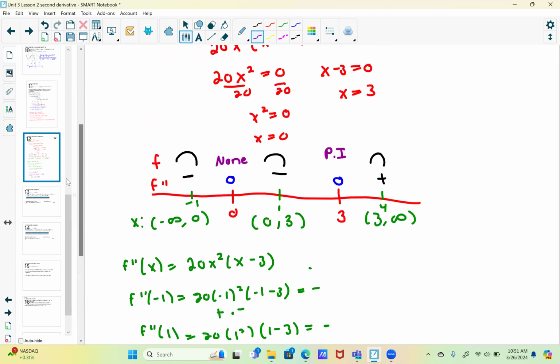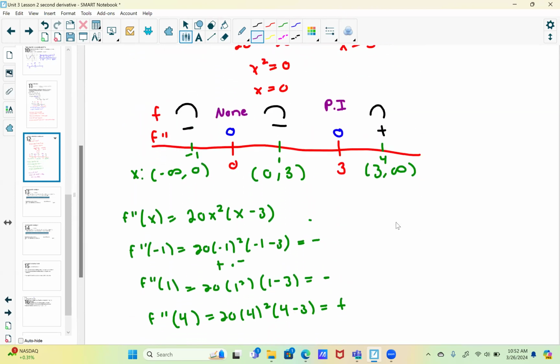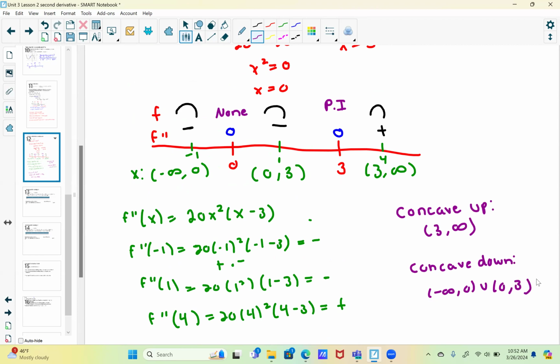And then again, some questions might ask you to state where it is concave up or concave down. So if I do that, I have concave up from 3 to infinity, and I have concave down from negative infinity to 0 and 0 to 3. And so that's how you find the points of inflection.